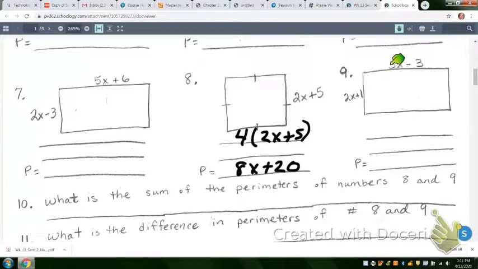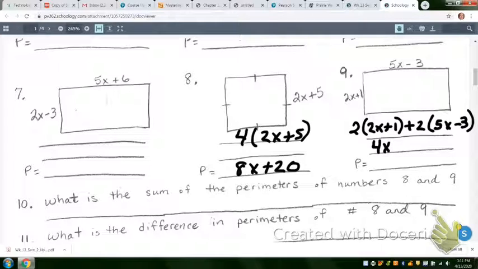Okay, number 9 is a rectangle, so those are just a little bit tougher, but not bad. Whatever makes the most sense to you, you could put these together and then double them. You could say I got 2 sets of each of these. I'll go that route, I guess. I have 2 sets of 2x plus 1, and I want to add that to 2 sets of 5x minus 3 to figure out the sum of all of these, adding up all the sides. So if I distribute the 2, I'll get 4x plus 2. If I distribute this 2, I'll get 10x minus 6.